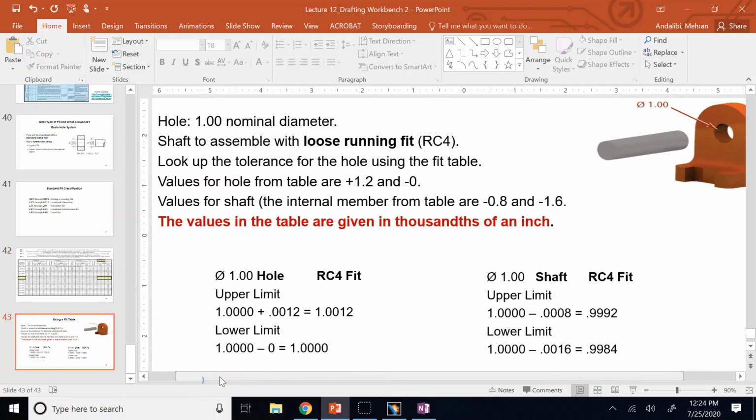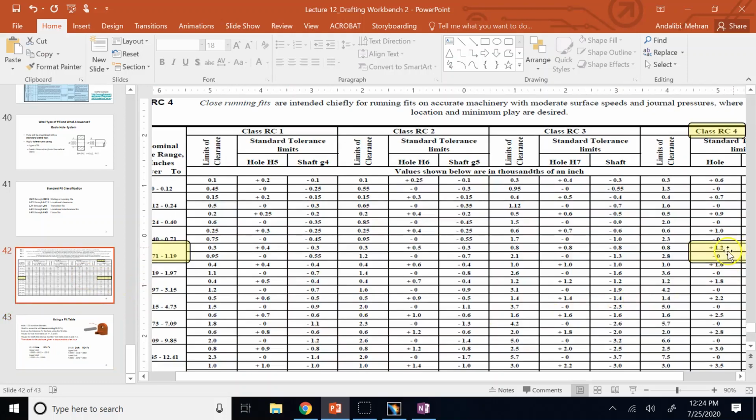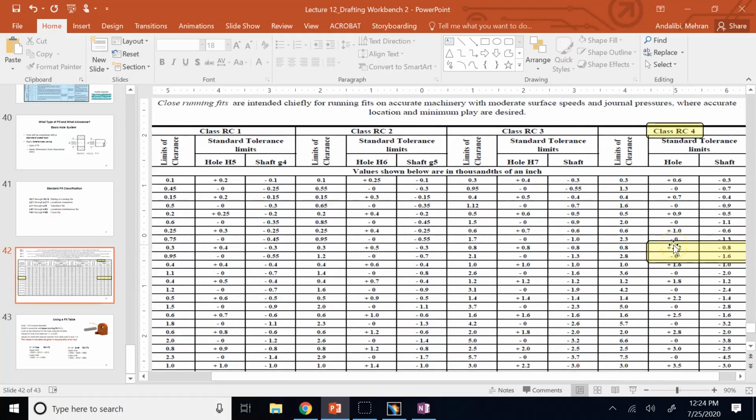It means the hole that was 1 should now be added plus what? Here you see it says 1.2. Now that's another thing you have to pay attention to. 1.2 is not the actual tolerance, because the dimension itself is 1 inch. The tolerance, the deviation cannot be 1.2. The tolerance is never bigger than the dimension itself. It's way less than the dimension.